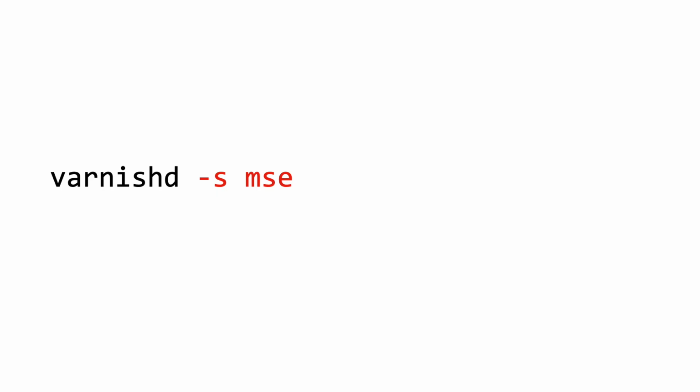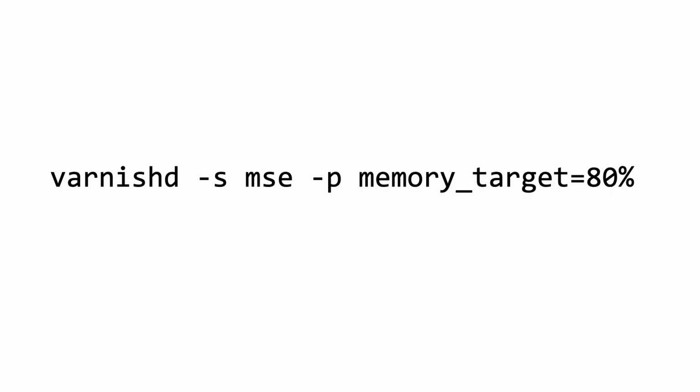By default, 80% of the server's memory is allocated to Varnish. And you can tune that behavior by specifying a -p runtime parameter and setting memory_target to a different value. It's 80%, it could be any other percentage, but it could also be an absolute value, for example, 50 gigabytes.